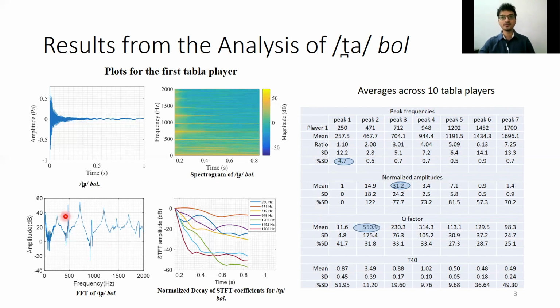T40 is obtained from the decay of the STFT coefficients. T40 captures the time taken by a particular partial to decay to 40 dB below its maximum value. Mean of T40 shows that the partial corresponding to the second peak takes relatively longer time to decay. This trend can be verified from the decay curve of the first tabla player. Here the partial at 471 Hz, orange in color, takes relatively longer time to decay.